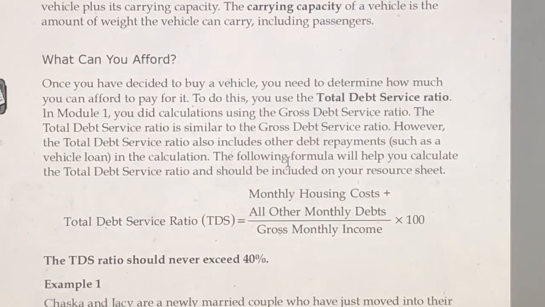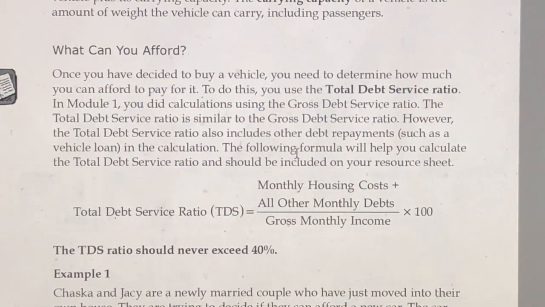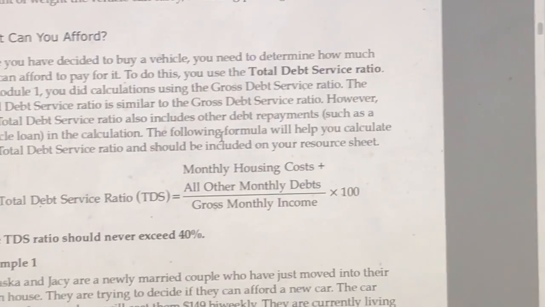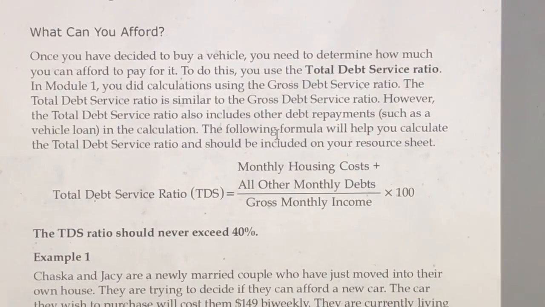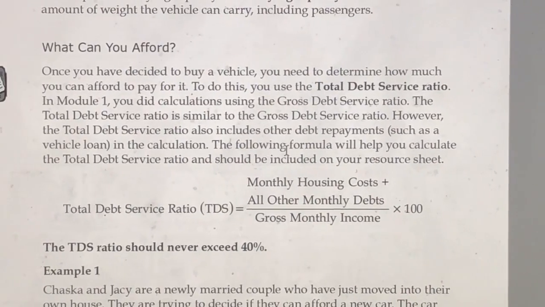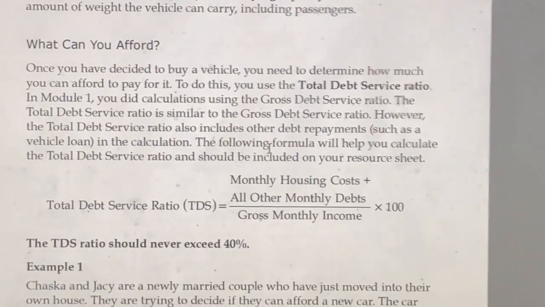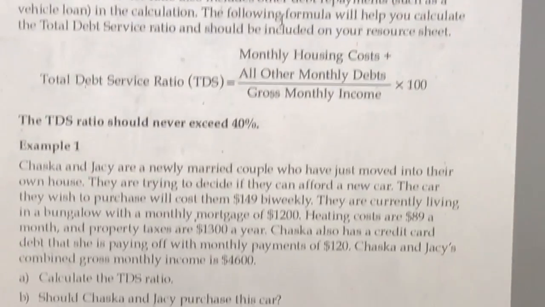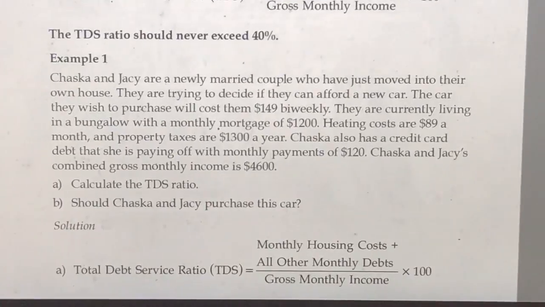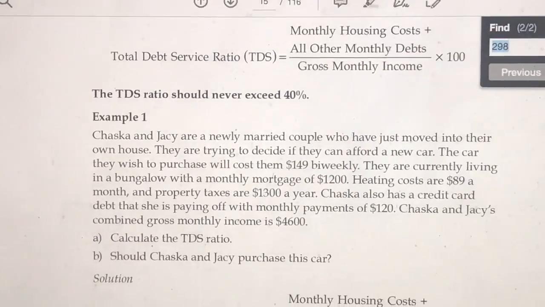And that's pretty much what it talks about here as well. So this is your formula. Please make sure to highlight it. It should be in your set notes there. Monthly housing costs plus all other monthly debts, divided by the gross monthly income, and then multiply that by 100. You should get a certain percentage with that. So let's go through example number 1 together, just so we have an idea of what this means.